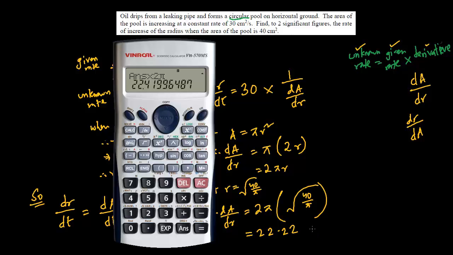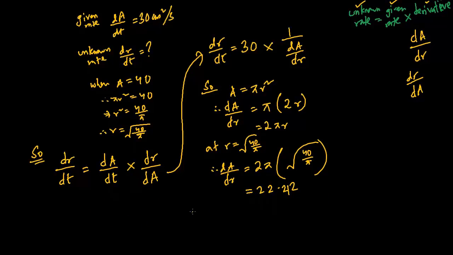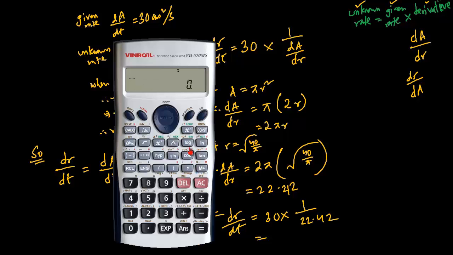It's 22.419, so it should be 22.42. Now we have to find the actual rate. So the rate would be, hence, dr by dt equals 30, this is the given rate, multiplied by the reciprocal of dA by dr. That should be 1 by 22.42, and that turns out to be 30 divided by that, and that is 1.34.